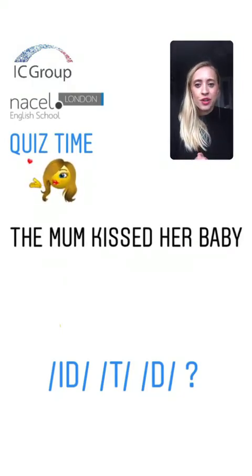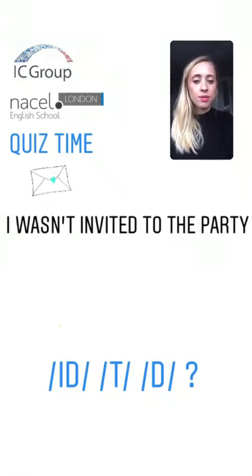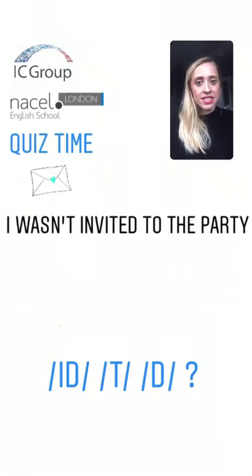So number 4 then, the mum kissed her baby. Is it id, t, or d? Okay, last time, the mum kissed her baby. And the final one then, number 5, I wasn't invited to the party.